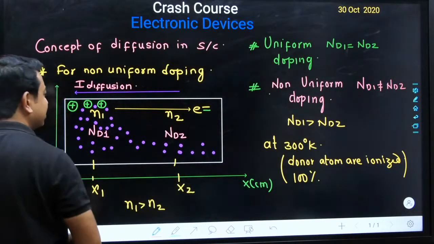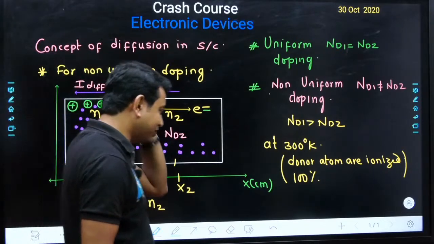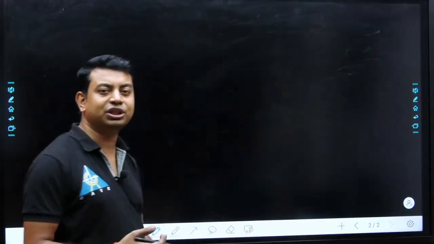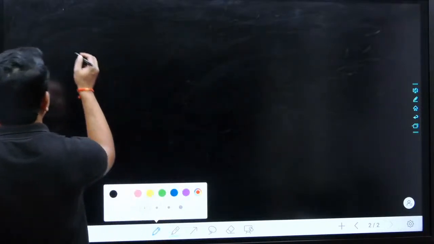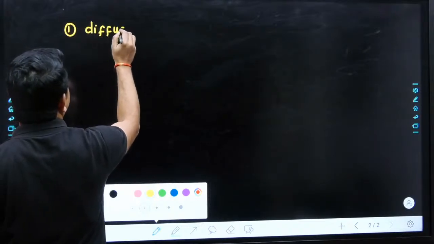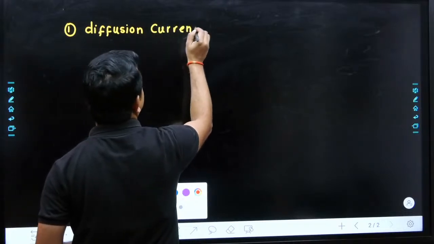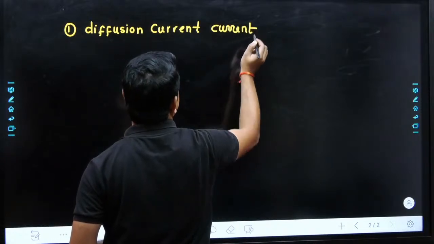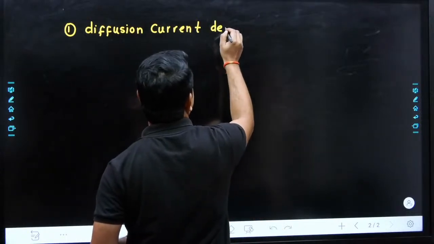So, how to find out this I diffusion? This is the main question. For finding out this I diffusion, we have to take the formula for either the diffusion current density or the diffusion current. There are two things that we are going to consider here. The first one is the diffusion current density. We have seen the current is existing, and this is known as diffusion current density.